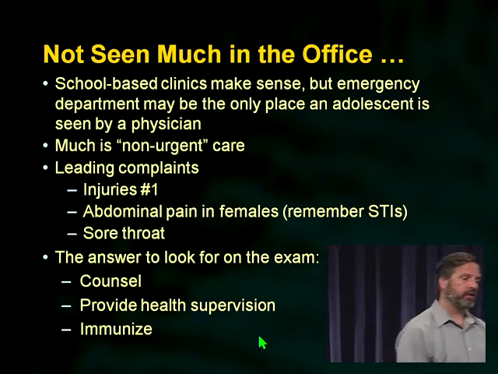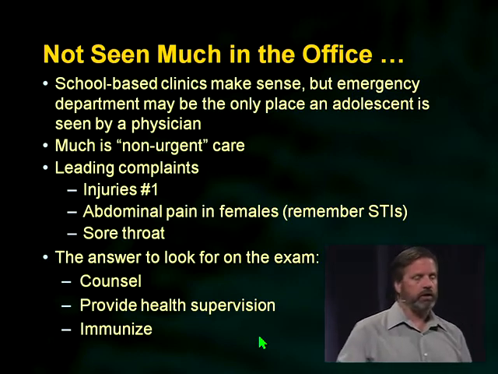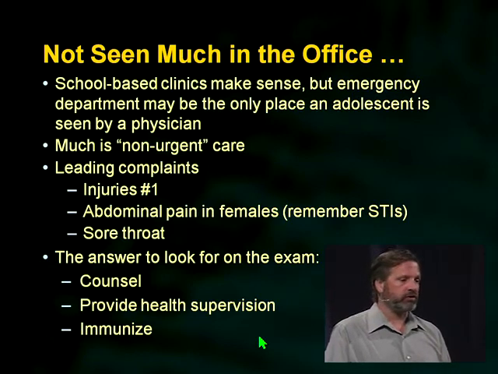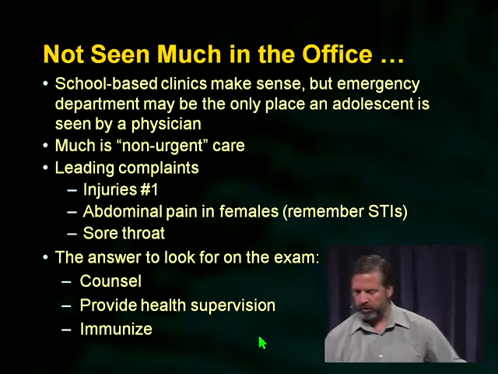So the adolescent may present with a significant ankle strain or sprain, and what's the answer on the question? The answer on the question is make sure that they've had their Tdap or that their MMR is up to date. So just be aware that they're going to throw some curveballs like that.